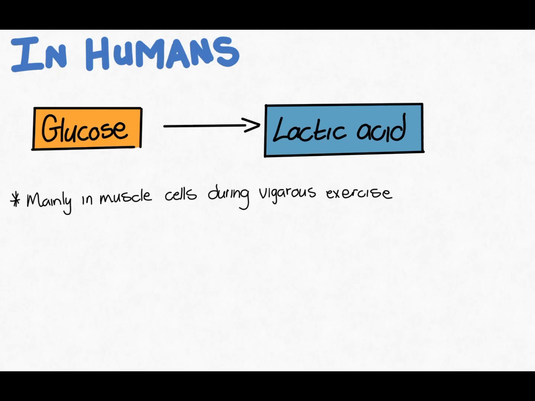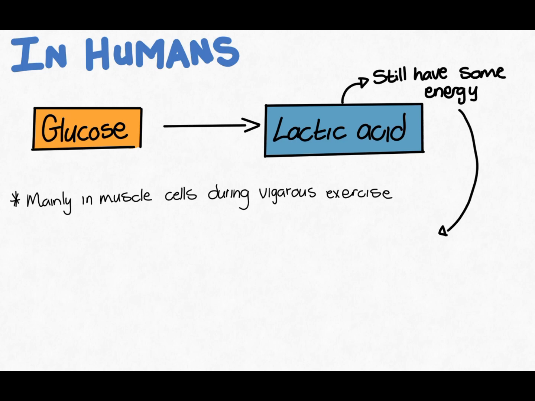So in this instance, as much glucose as possible is broken down with oxygen, and then the rest of the glucose is broken down without it, producing lactic acid instead. Now, lactic acid still has some energy stored in its bonds that the cell could use. So for this reason, less energy is released when glucose is broken down anaerobically. So this causes an oxygen debt.